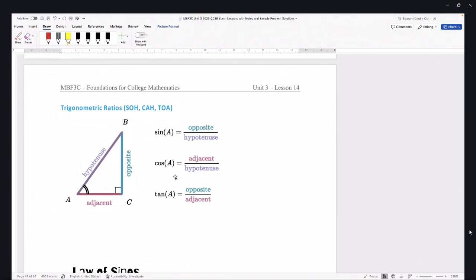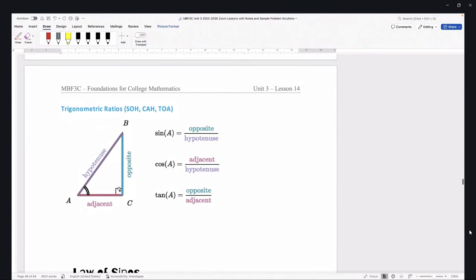So trigonometry, three parts. The ratios are sine, cosine, tangent, and they work when you have a right triangle. Again, one of the angles has to be 90 degrees. If you have a 90-degree angle, you can use SOHCAHTOA. Sine is opposite over hypotenuse. CAH: cosine is adjacent over hypotenuse. And TOA: tan is opposite over adjacent.